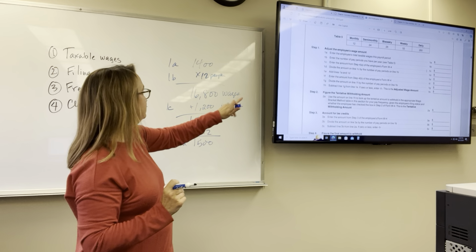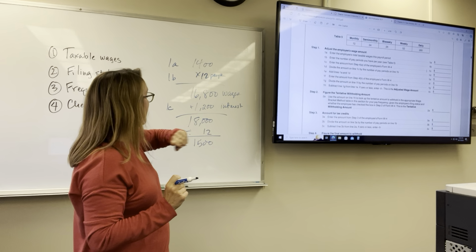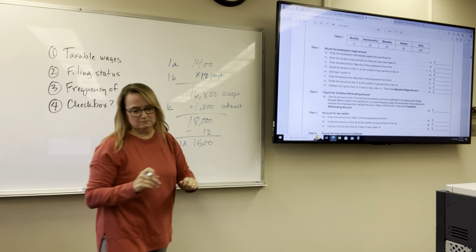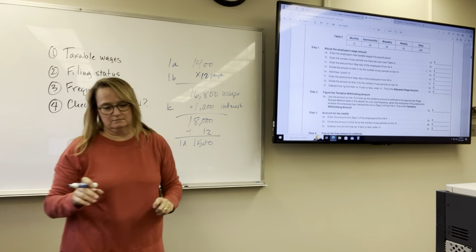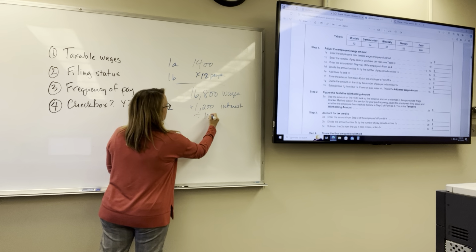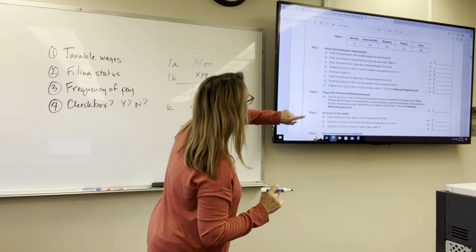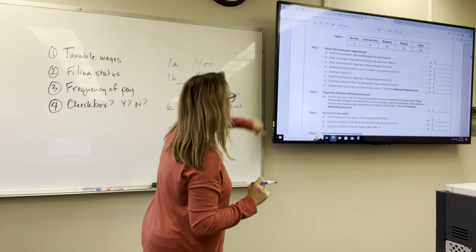Add lines 1A. I did something wrong here. What did I do? Oh, they want us to divide this by. I put an extra step in here. I wasn't following the form. I was just doing it my way. Sorry. 1C divided by 12 is 100. So that 100 is line 1D.